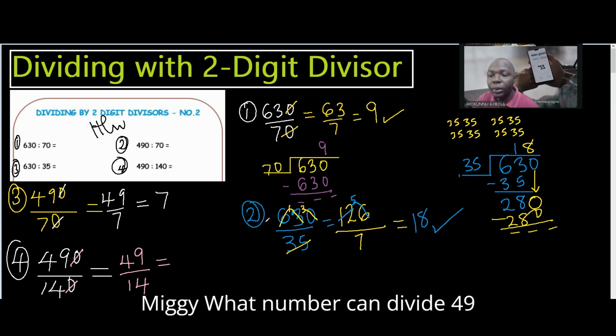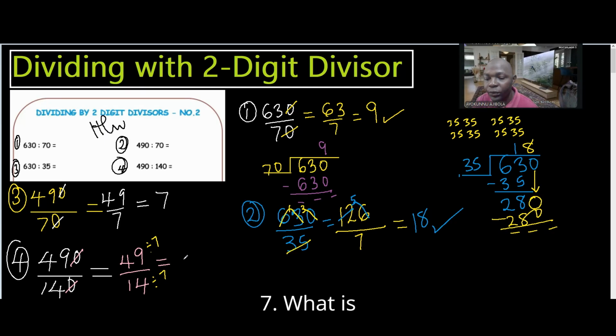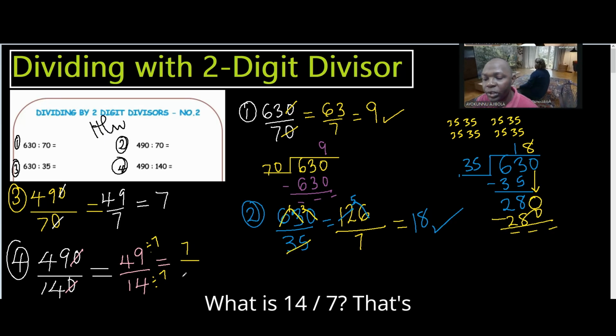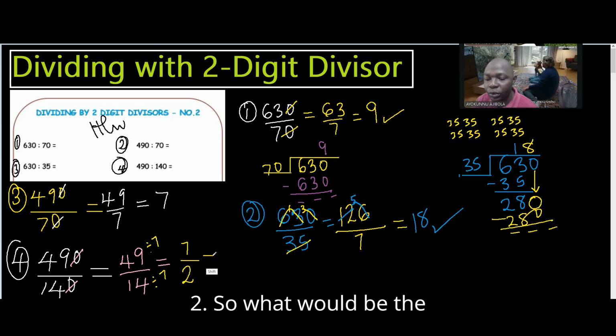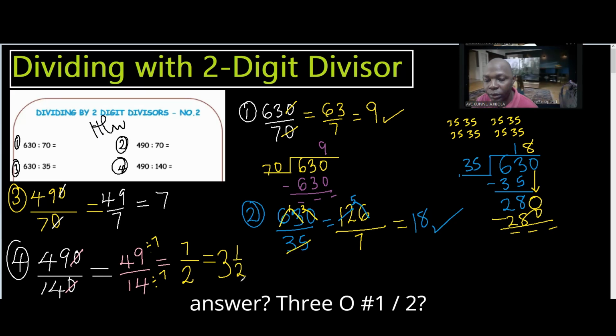Miggy, yeah. What number can divide 49 and 14? That is 7. What is 49 divided by 7? That's 7. What is 14 divided by 7? That's 2. So what will be the answer? 3 whole number 1 over 2. Okay?